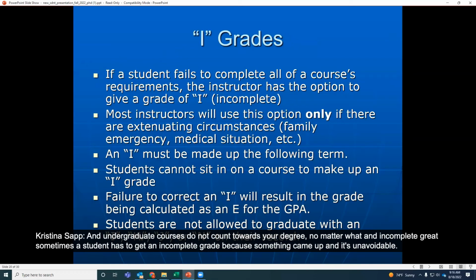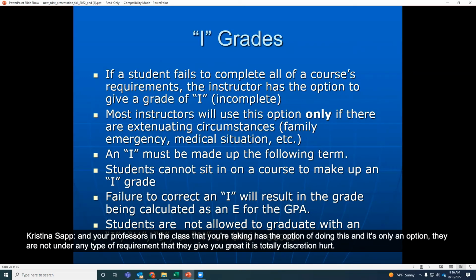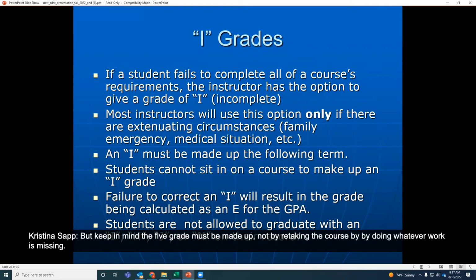Incomplete grades. Sometimes a student has to get an incomplete grade because something came up and it's unavoidable. And your professor in the class that you're taking has the option of doing this. And it's only an option. They are not under any type of requirement that they give you an incomplete grade. It is totally discretionary. But keep in mind, the I grade must be made up, not by retaking the course, but by doing whatever work is missing.